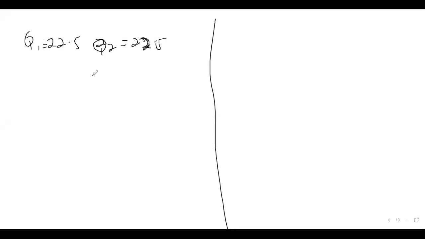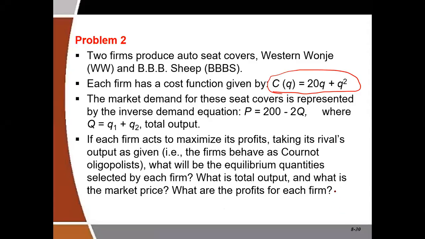Okay, but then we will come and solve all their profit, but it looks like something has been left out in the former question. So please forgive me for that. Let's go back to the former question, before we come back to question 2. Okay, I left something out.